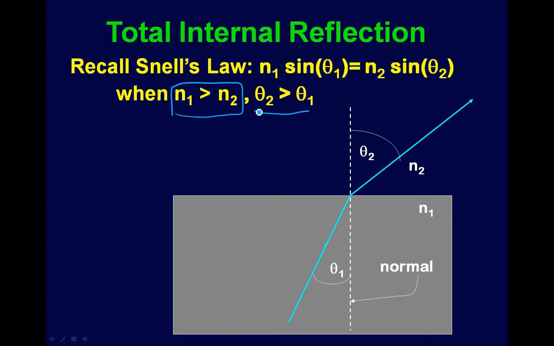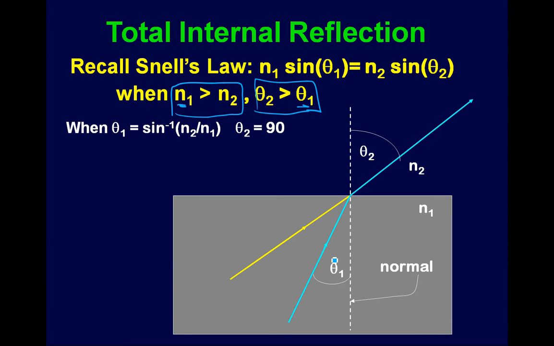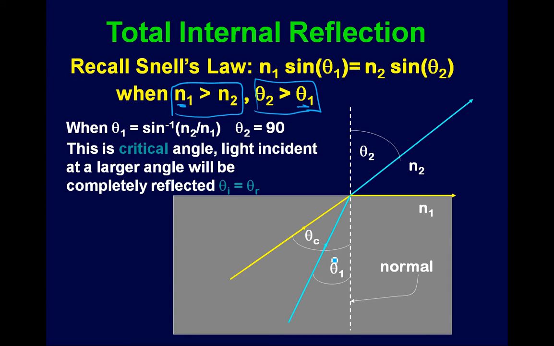When this happens, theta 2 is going to be bigger than theta 1. So that's basically the way it works. The material with the bigger index of refraction will have the smaller angle. So if N1 is bigger, theta 1 will be smaller. Now you can imagine that there's some angle, we call this the critical angle, where the angle in theta 2 is 90 degrees.